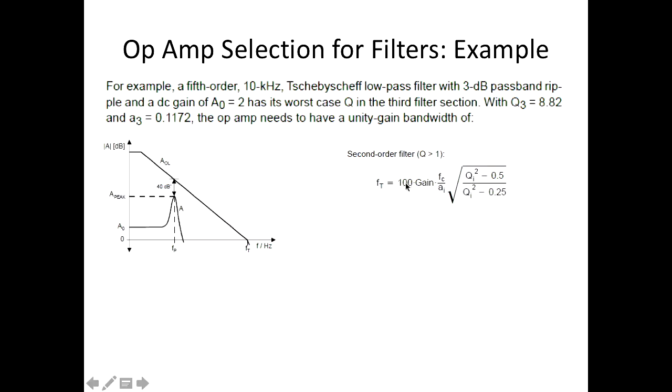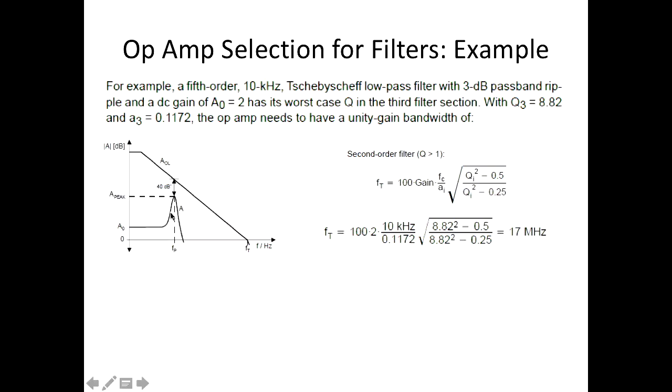We are going to substitute gain equal to 2, FC cutoff 10 kilohertz, A3 0.172, then again Q value 8.82. Then we can find out what unity gain bandwidth is required for your op-amp. When you substitute, it is 17 megahertz. So that is the bandwidth you need if you want to make this design realistic with gain error less than 1%. This is for a Chebyshev low pass filter.